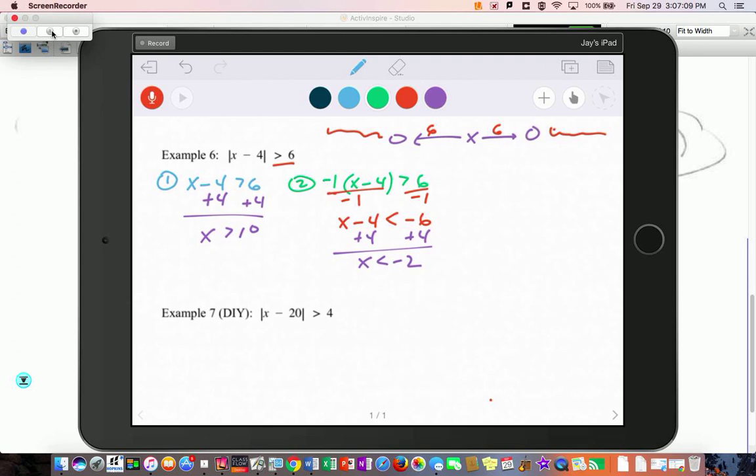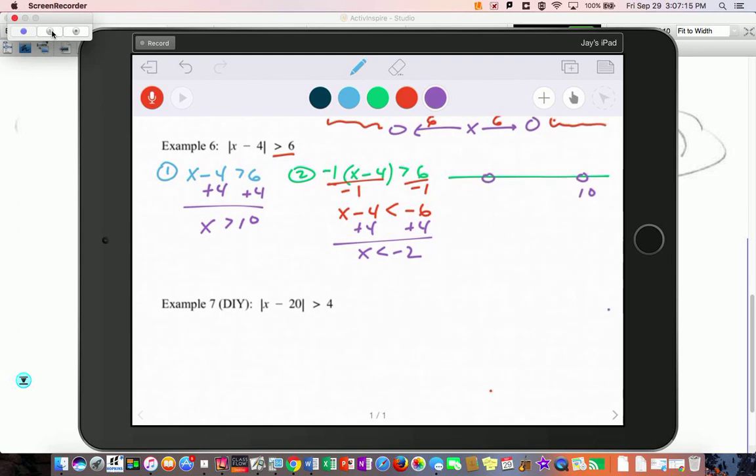So on a number line, 10, open circle, negative 2, open circle. We're talking about the stuff outside. So you could say negative infinity to negative 2, parentheses, 10 to positive infinity. So that'd be a good way to write that answer. So there's a DIY. So go ahead and pause the video and try that one.